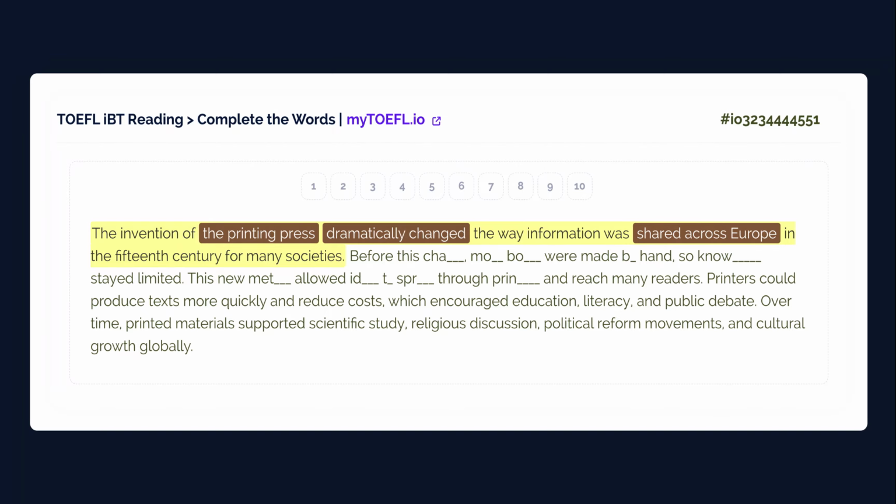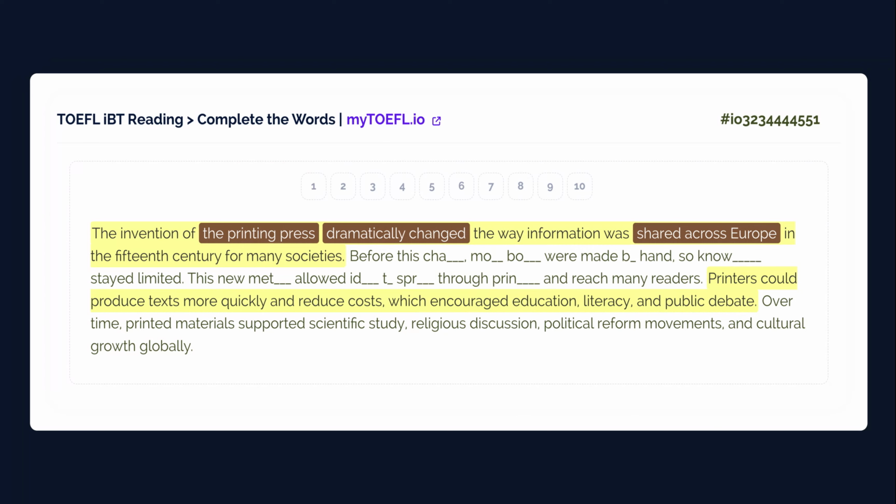This part of the text provides specific details about how the printing process worked and what its immediate effects were. Even though there are no blanks here, pay close attention to the cause and effect relationship described, as it supports the overall message of the paragraph. Printers could produce texts more quickly and reduce costs, which encouraged education, literacy, and public debate.